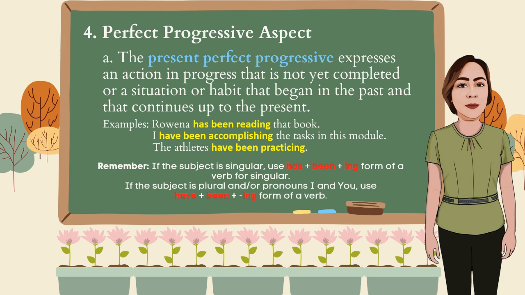Remember, if the subject is singular, use has plus been plus ing form of a verb. If the subject is plural or pronouns I and you, use have plus been plus ing form of a verb.